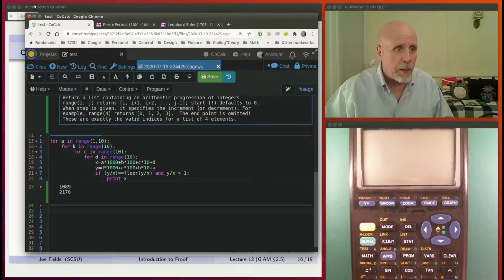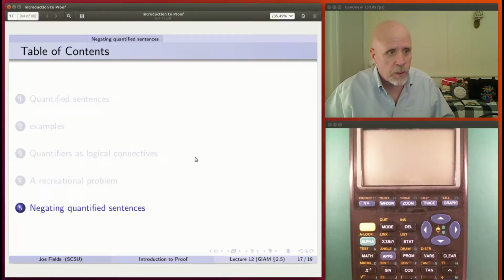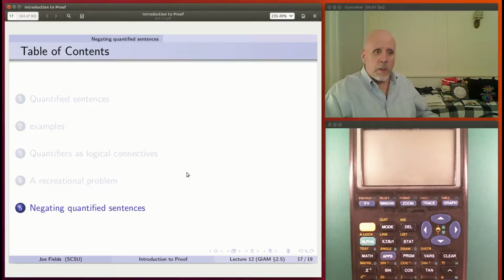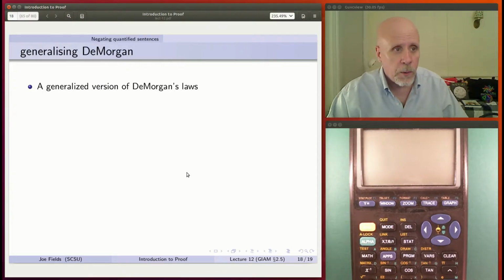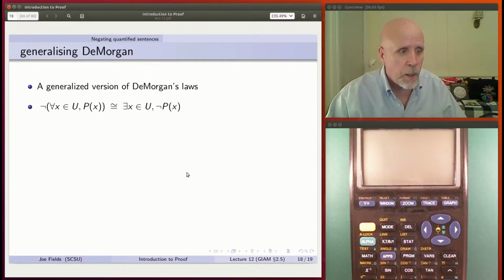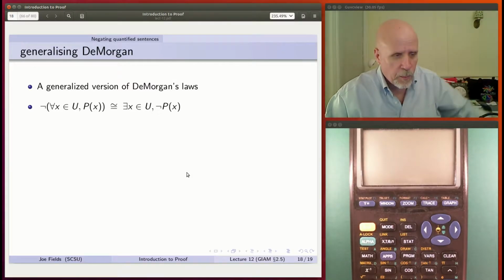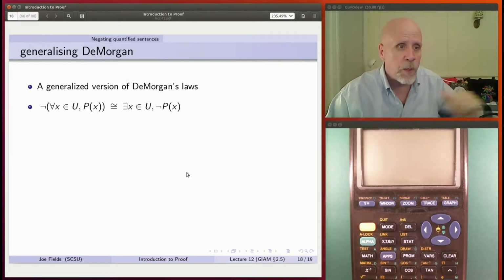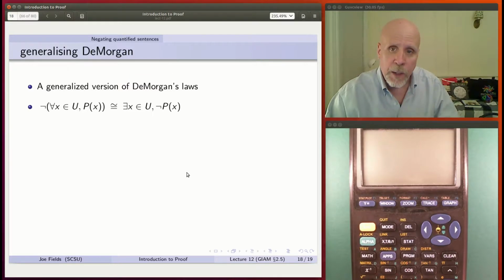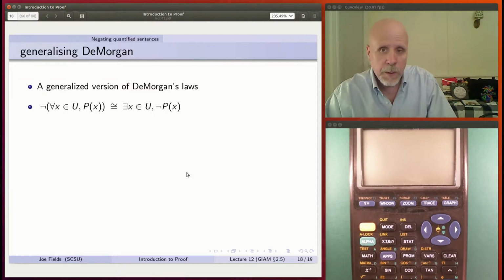Okay, so back to our slides, done with looking at that recreational math problem. Last thing we're going to look at today is negating quantified sentences. So what we're doing is really a generalized version of De Morgan's law. What I just said before the whole tangent about going on to CoCalc was that a universally quantified statement could be thought of as a whole conjunction of a whole bunch of things. But nevertheless, if you negate a conjunction, De Morgan's law says you get a disjunction of the negations.